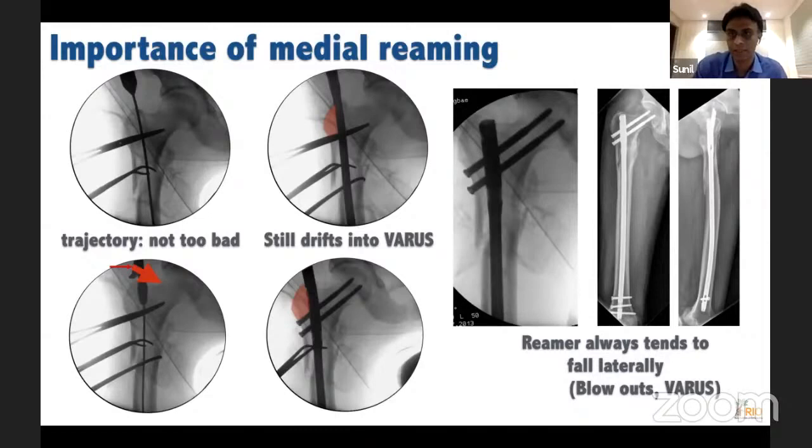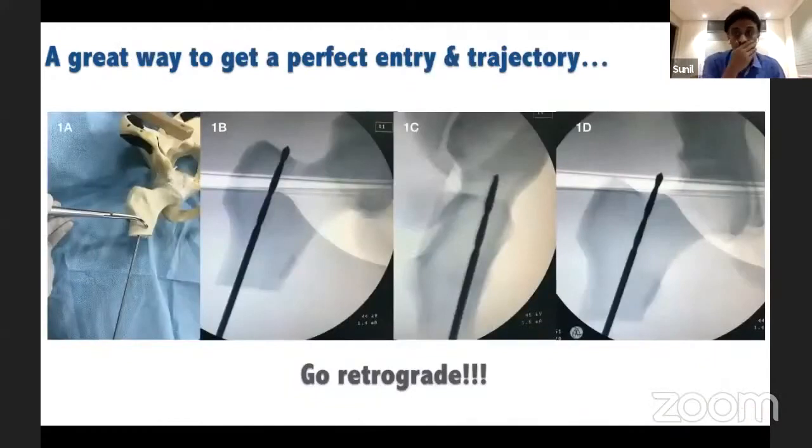So make sure you preserve the lateral bone and do not allow your reamer to fall into the lateral side, removing or coring out the entire lateral bone. If it does happen, trust me, your fracture will definitely drift into varus, and you have to avoid that. This is one way of getting a perfect nail entry and a perfect nail trajectory, and I like this a lot.